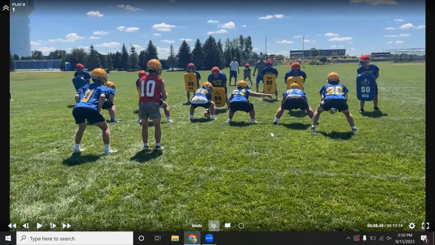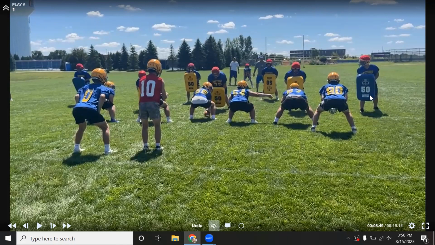Today, the Tuesday of camp, I'm just going to talk through the play real slow to try to clear up some things and correct some things up front. So this first play here is dive. We're running dive to the right.